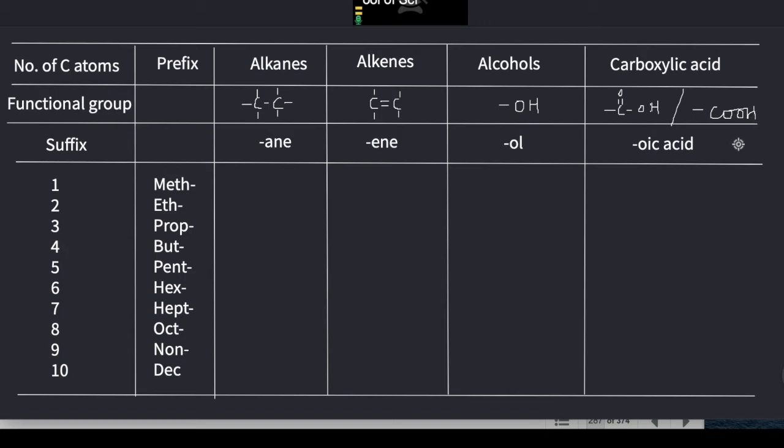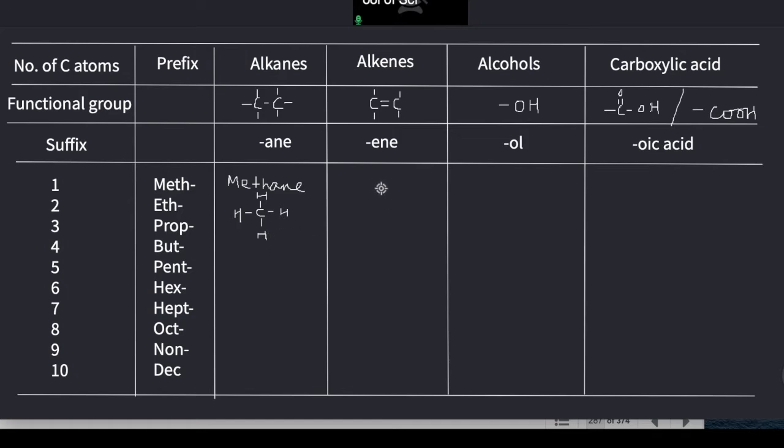Okay, so they all end up in their own names. Say, for instance, alkanes, ANE, alkene, ENE, alcohol, OL, and carboxylic acid is oic acid. So, for instance, methane, you only have one carbon. That's methane, only one carbon, and it is all bonded with hydrogen.